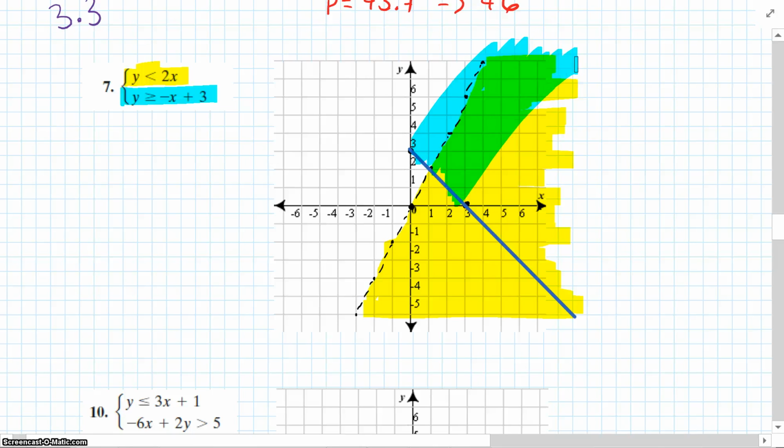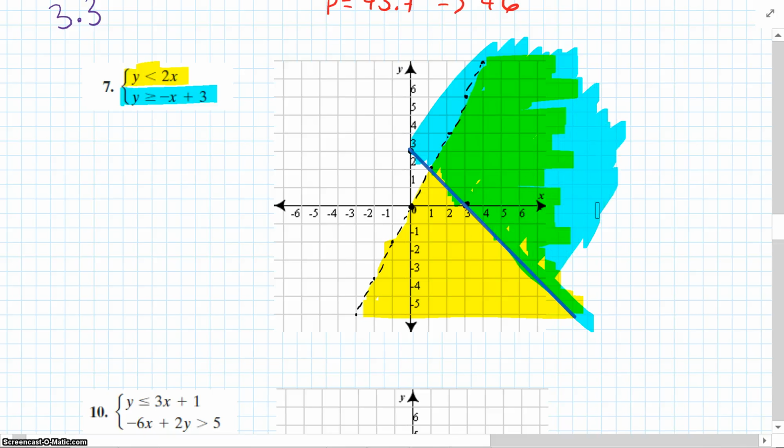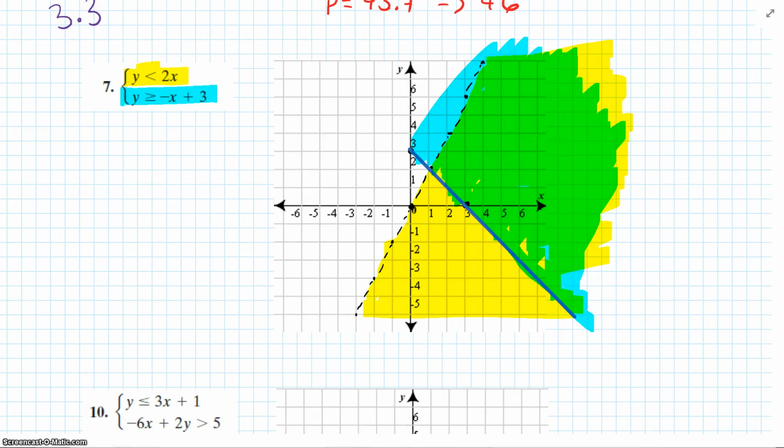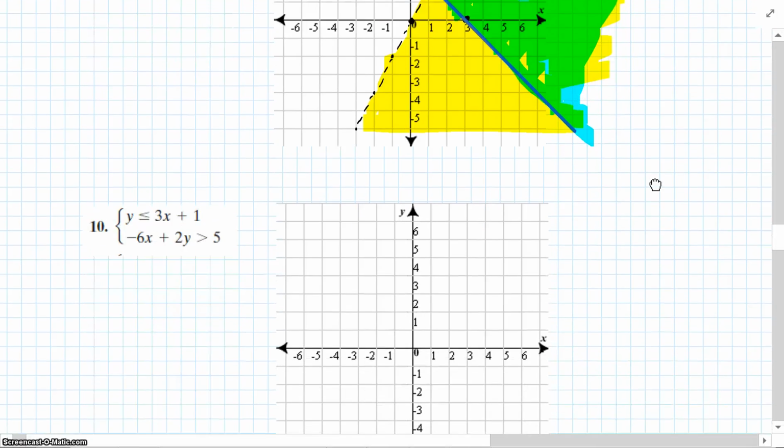Okay. So as you can tell, the green area is going to be the solution set that satisfies both equations. And you can shade a little bit more over here if you need. So everything in the green represents the solution for both. Okay, going on to the next one.